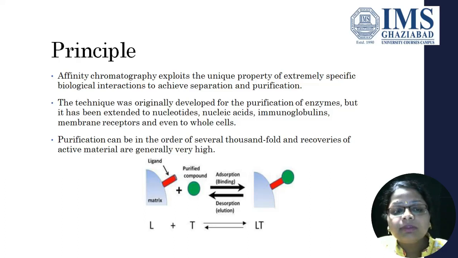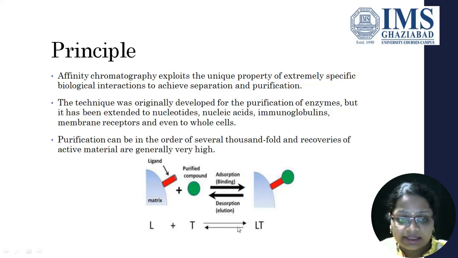Now, when we say extremely specific biological interaction, we mean the specific interaction of a ligand for its analyte. To give a simple example, every lock has a unique key. Similarly, these ligands have affinity for a particular type of analyte to which they bind. Therefore, the purification achieved with affinity chromatography is of several thousand-fold, and the recovery of the material is very high.